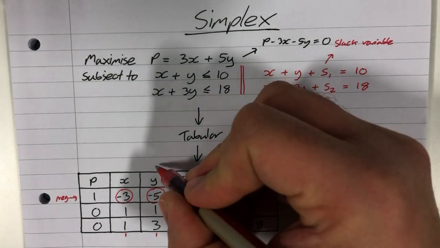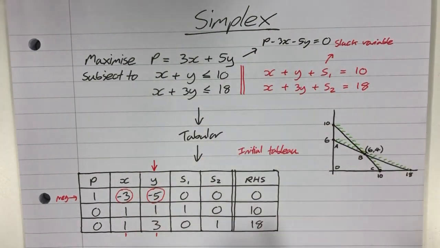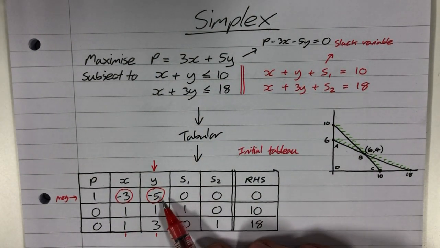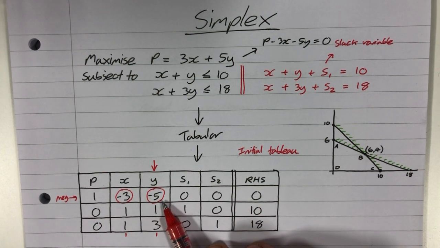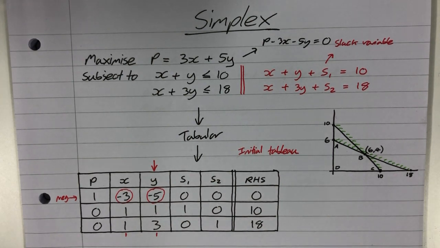So I'm going to choose to move in the y direction. And typically, unless you're told otherwise, you will choose the most negative value in this objective row. So minus 5 is more negative than minus 3, so I'm choosing the minus 5. So that's what I'm choosing. If you have 2 that are the most negative, you can choose arbitrarily. It doesn't matter which you choose.